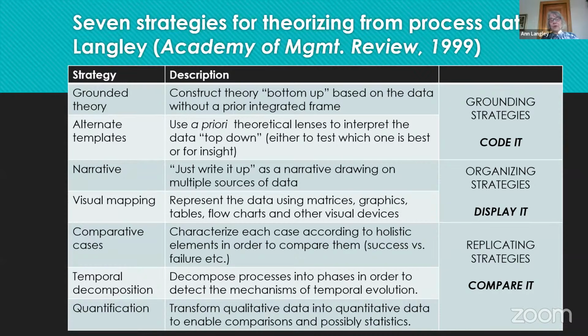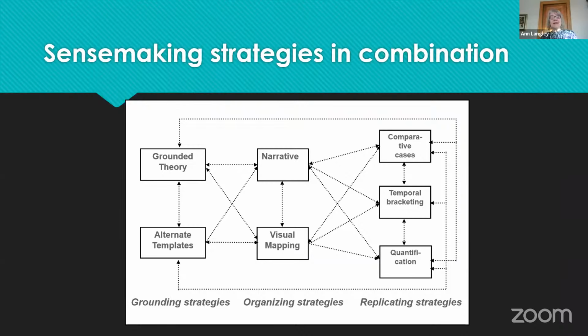And of course, you don't pick one and then use it. You do all of these things when you are trying to theorize from process data. It's a very iterative process, and you move between them. So in my next slide, I have this diagram which expresses that.